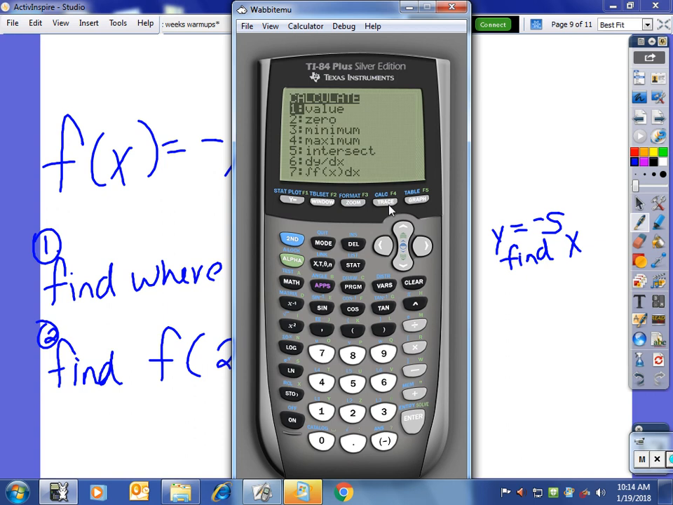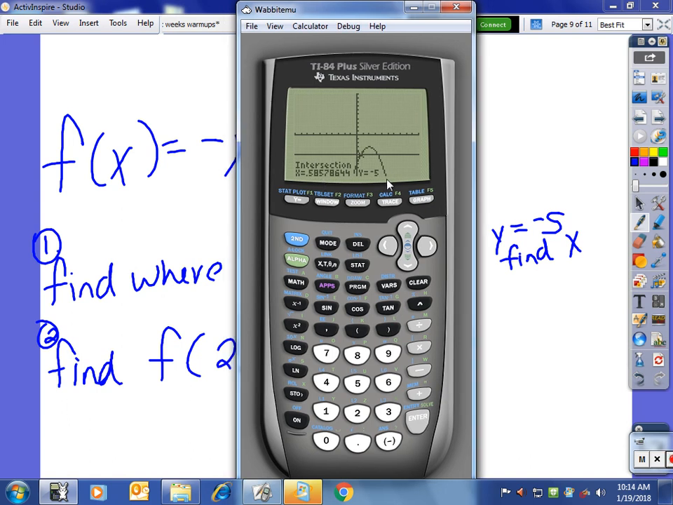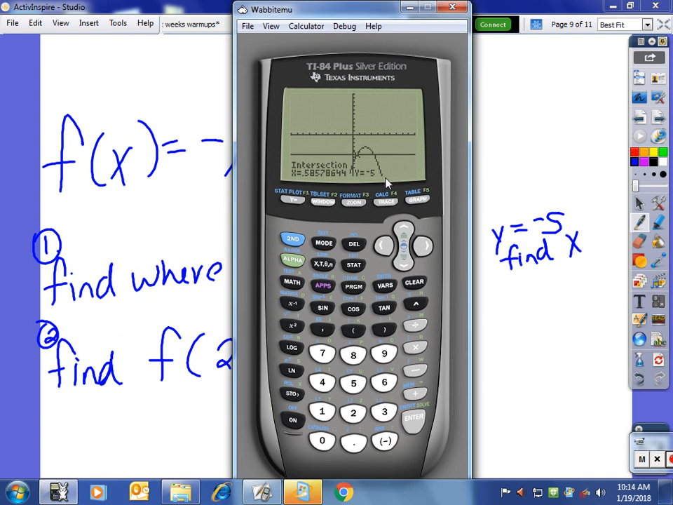So I'm going to do second function, calculate, intersection, first curve, second curve, guess. And sure enough, look what the y value is. I got a weird x value, but the y value is negative 5 there. What x value am I showing?